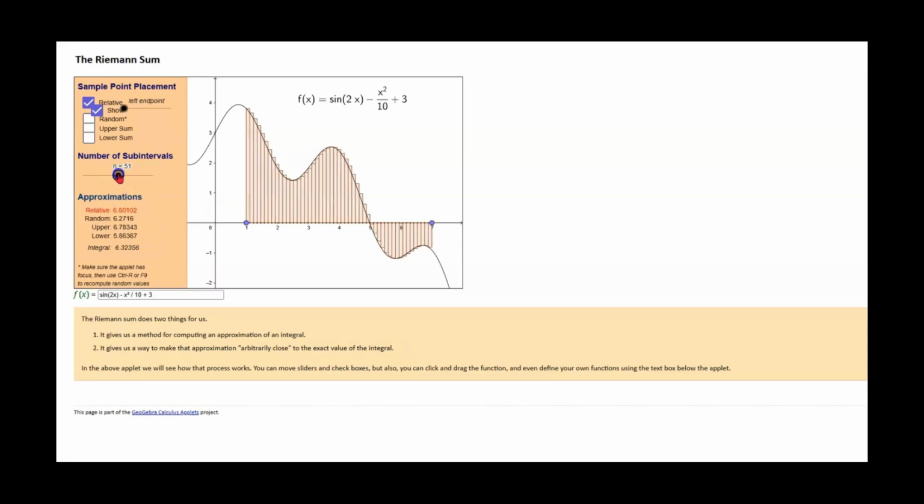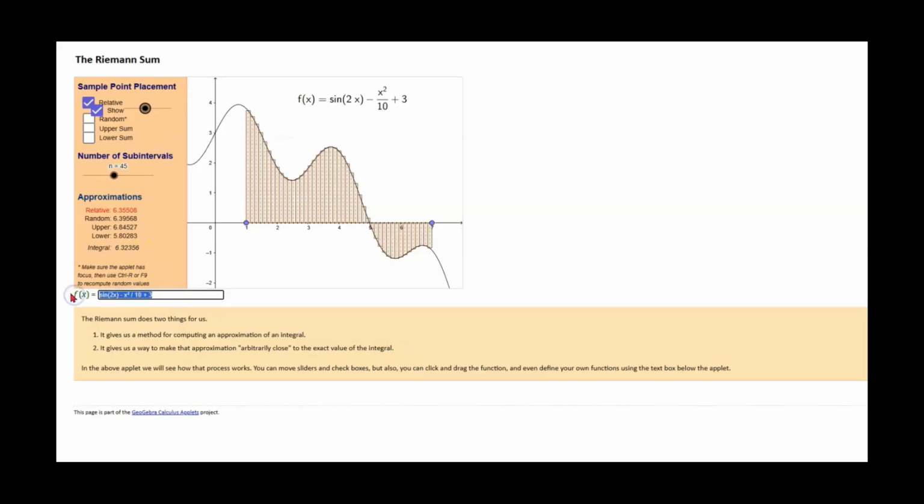So the number of subintervals you take definitely will affect your estimate. And sometimes a left endpoint is better than a right endpoint, or a midpoint is usually pretty good. So I'll include a link to this in this assignment so that you can mess around with it too.